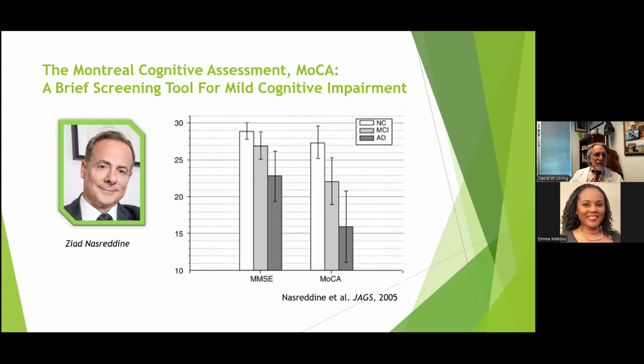In comparison to the MMSE, you can see there's really greater group separation. This is from the original study from Nasreddine, where we have the MMSE and the MoCA administered to the same group of patients.